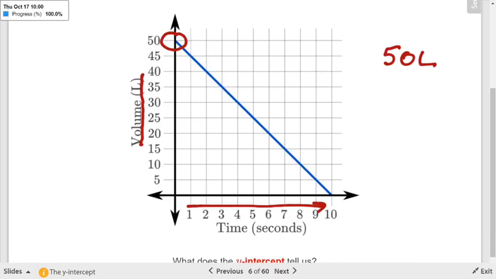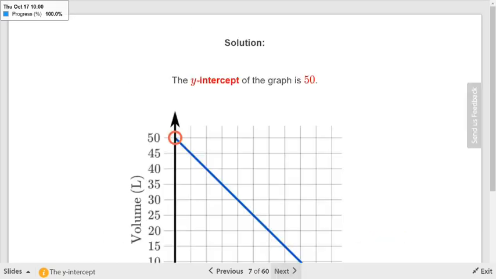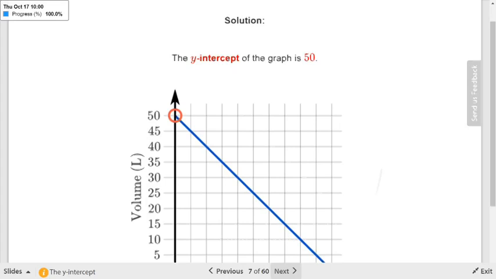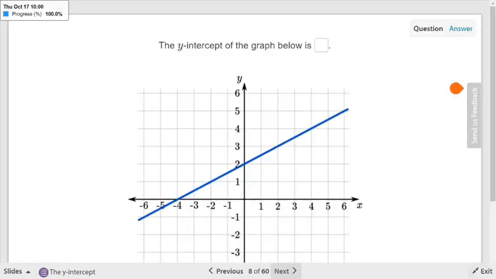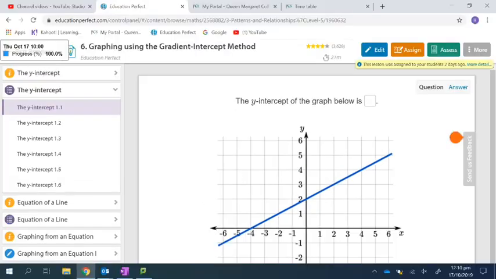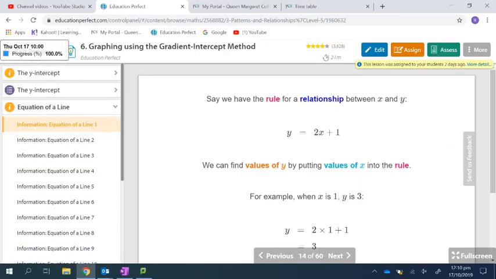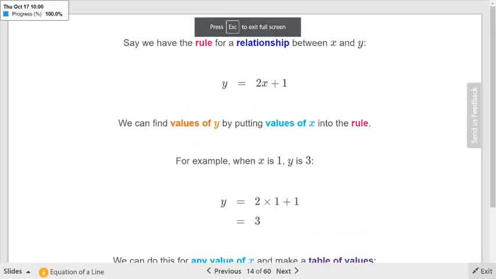So you can use the y-intercept to answer questions. It's usually the starting point for most graphs. So we started with 50 liters of water, and then we moved on from there. Okay? Right? Good. All right, so this is part of your homework. We're not doing that.